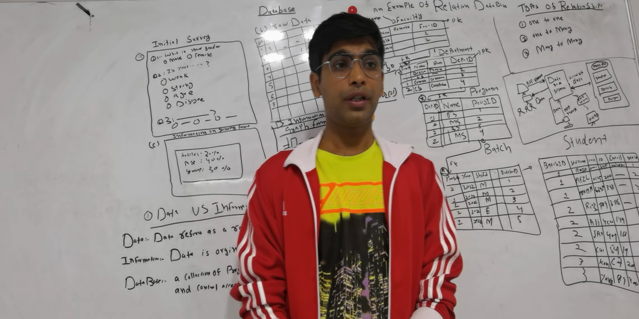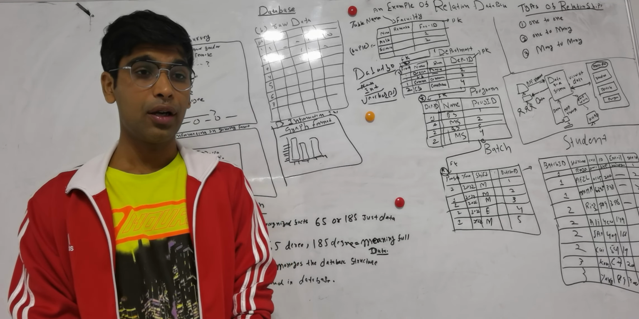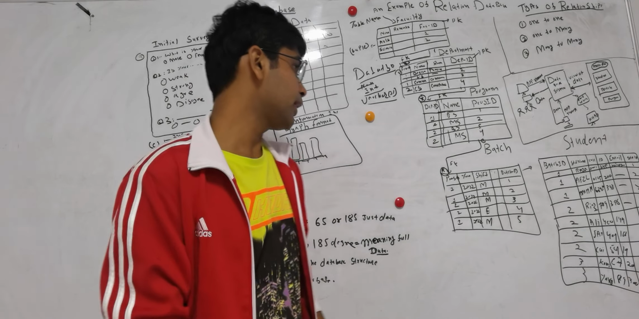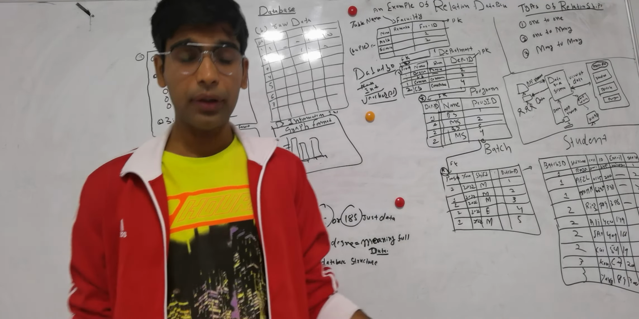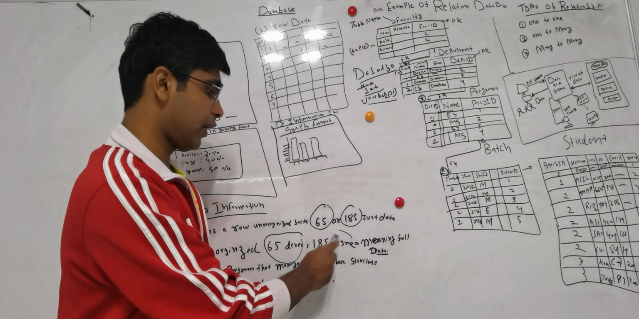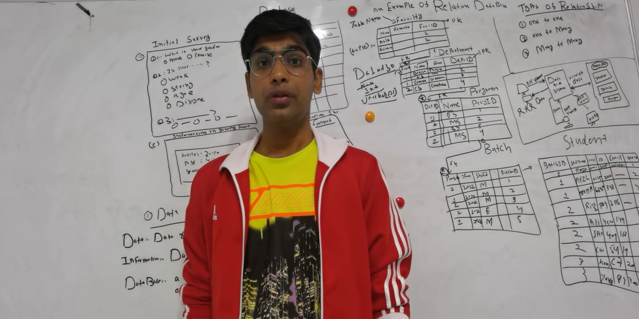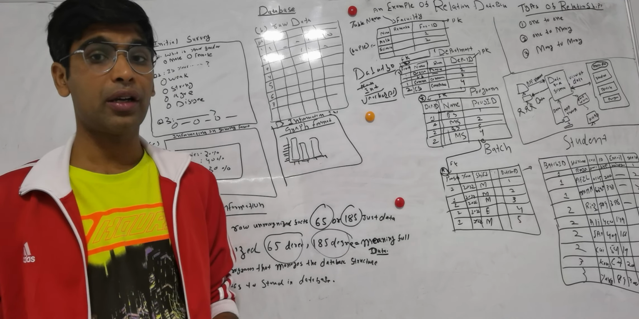Data in raw form is called data. Information means meaningful data. Suppose there are two numbers, 65 and 185. If you write 65 and 185 like this, there is no sense in 65. This is only a number. But maybe someone says 65 degrees and 185 degrees. So a degree means information. Meaningful data is called information. So this is the main difference between data and information.